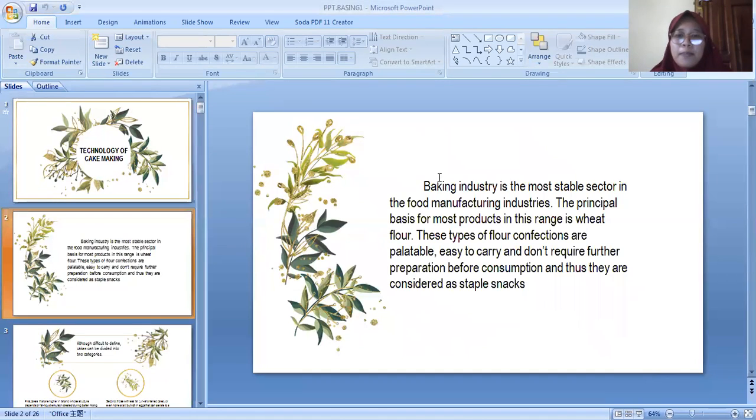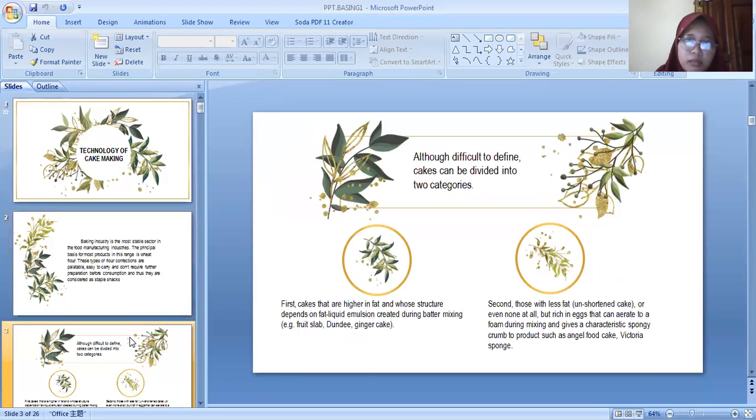Introduction. Baking industry is the most stable sector in the food manufacturing industries. The principal basis for most products in this range is wheat flour. These types of flour confections are palatable, easy to carry, and don't require further preparation before consumption, and thus they are considered as staple snacks.